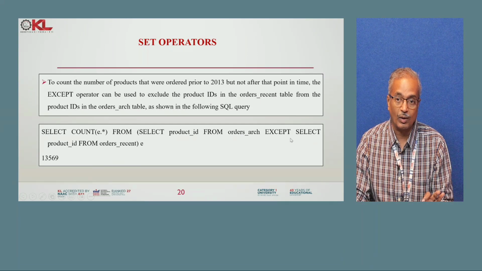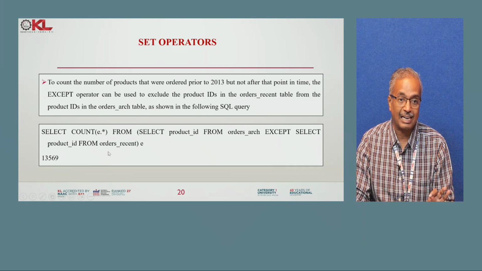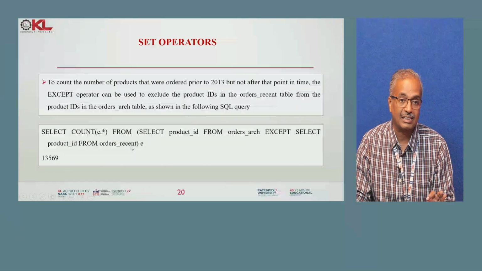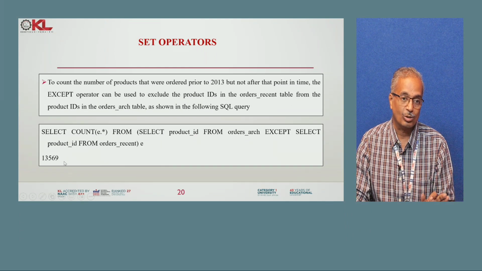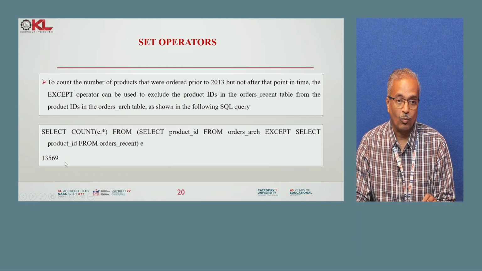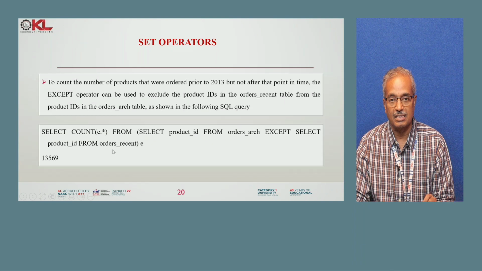To work with this, this is the way to write the syntax: EXCEPT SELECT product ID from orders recent. So the output is only 13,569.